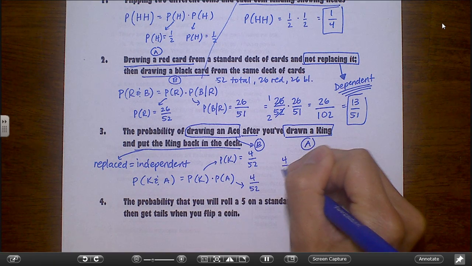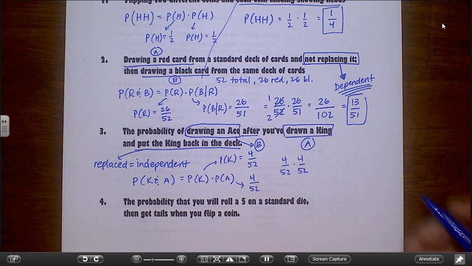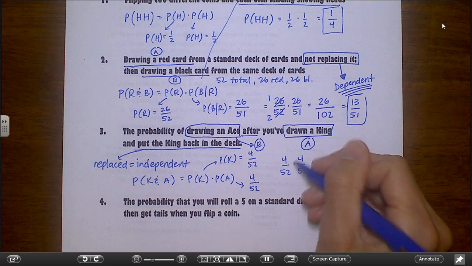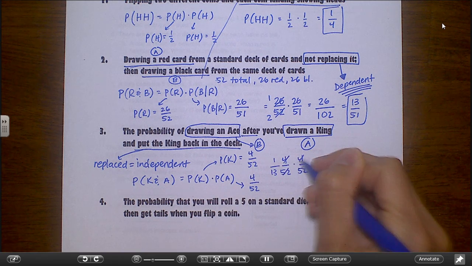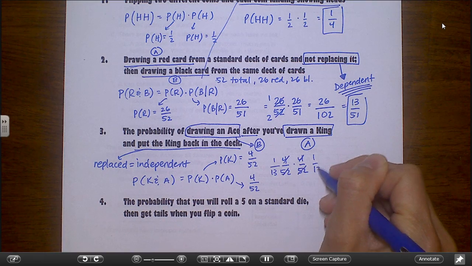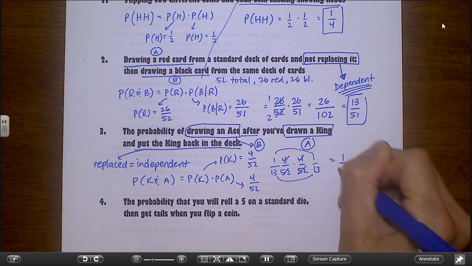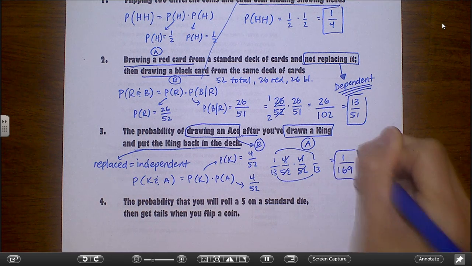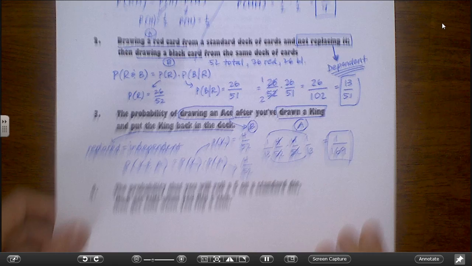So I multiply these together. Again, I would suggest reducing these first, especially if you're not using a calculator. So 4 out of 52 is 1 out of 13, both times. So 1 times 1 is 1. 13 times 13 is 169. You should expect a lot of these to have kind of larger denominators.